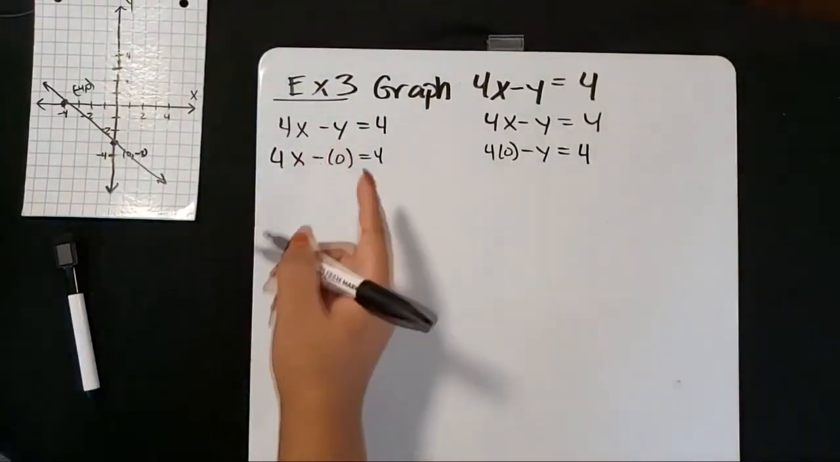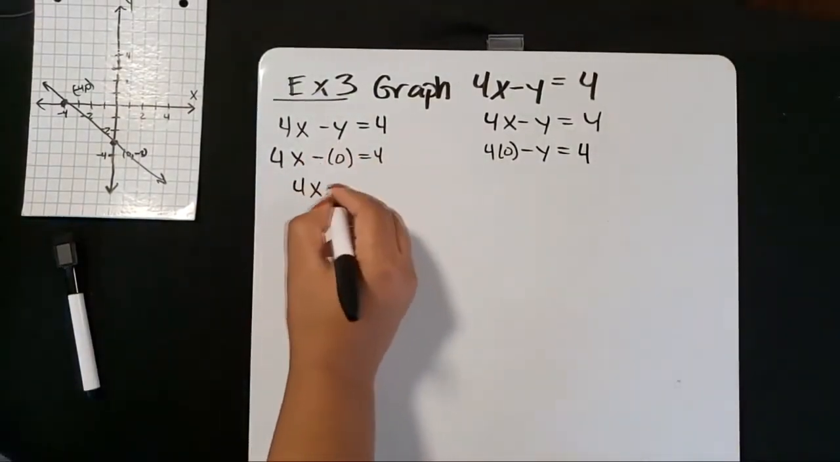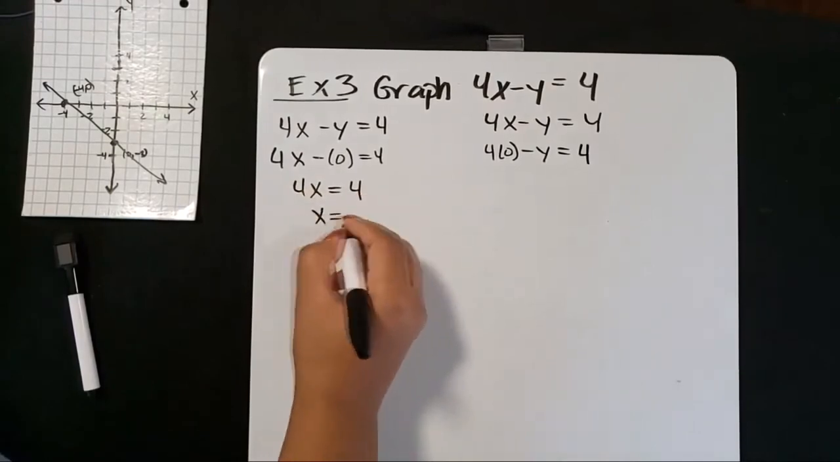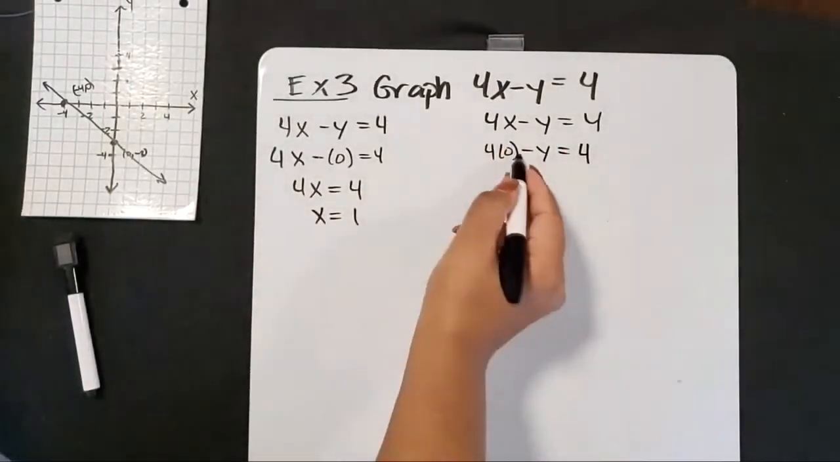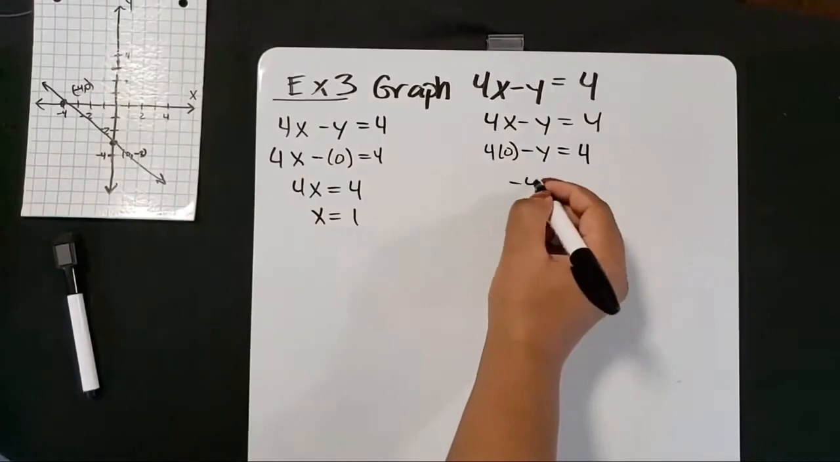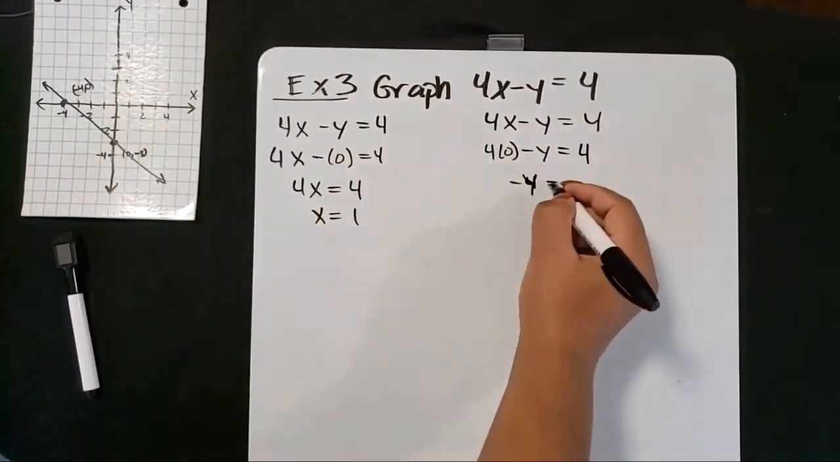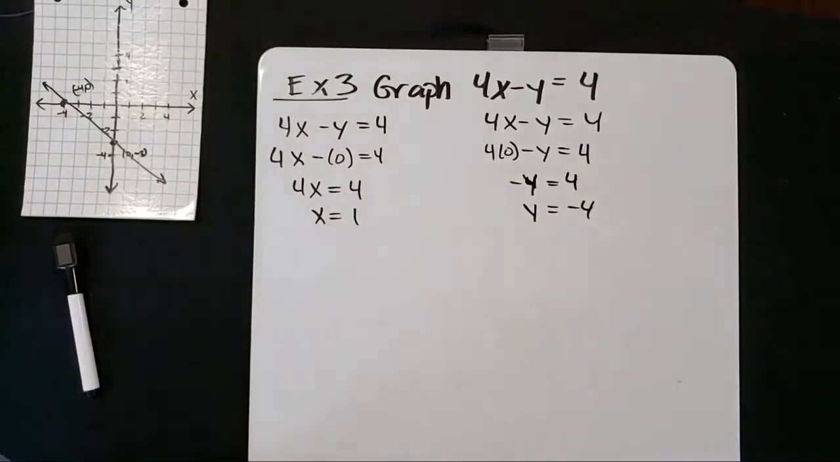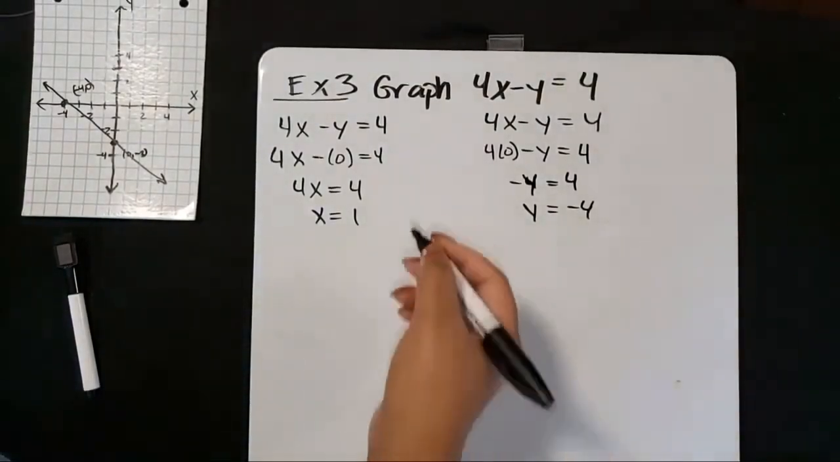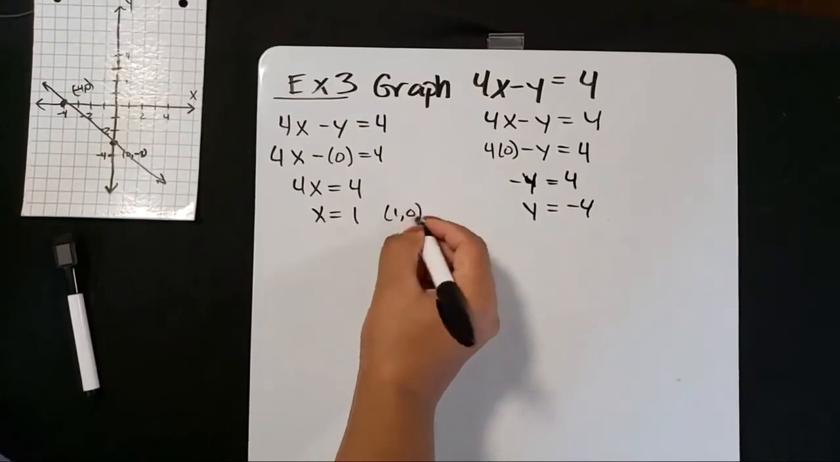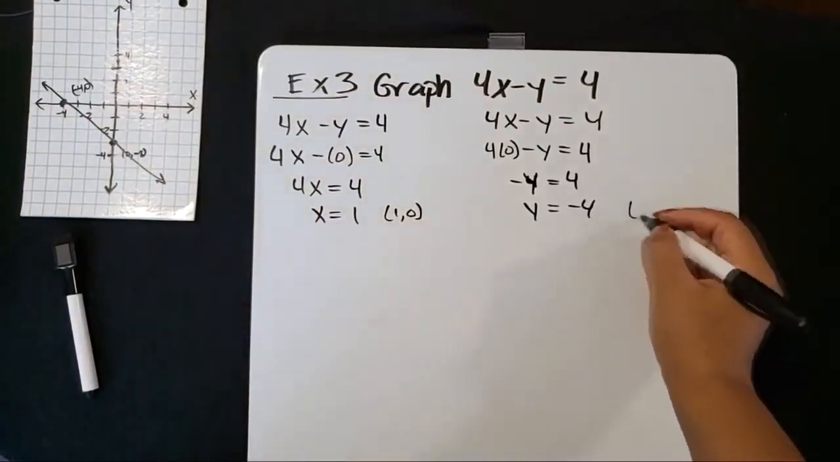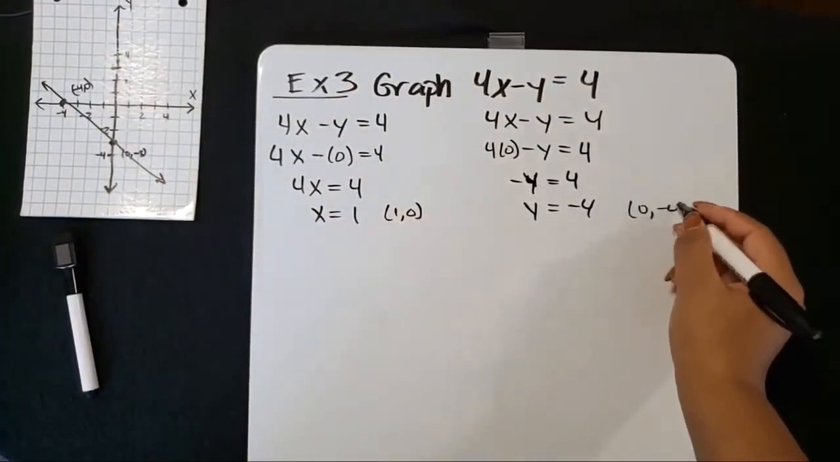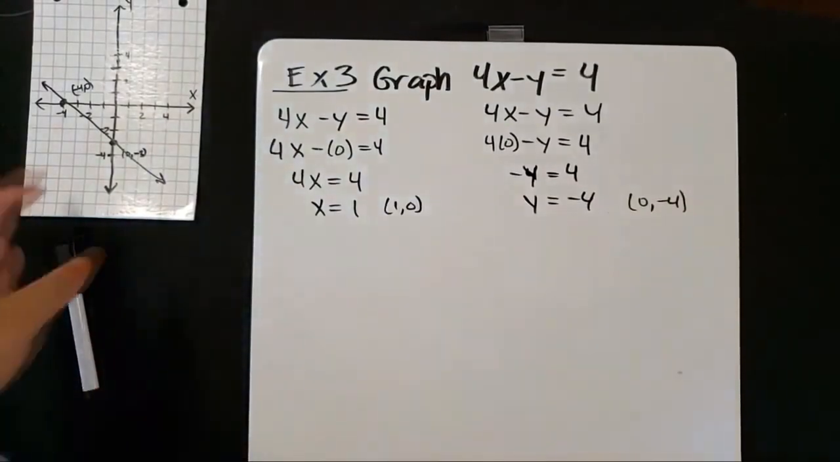So of course that's 0. So we have 4x equals 4. So x will be 1. Over here, of course, that's 0. So we have negative y equals 4. So y equals negative 4. As a point, this is (1, 0). And this is (0, -4). All right.